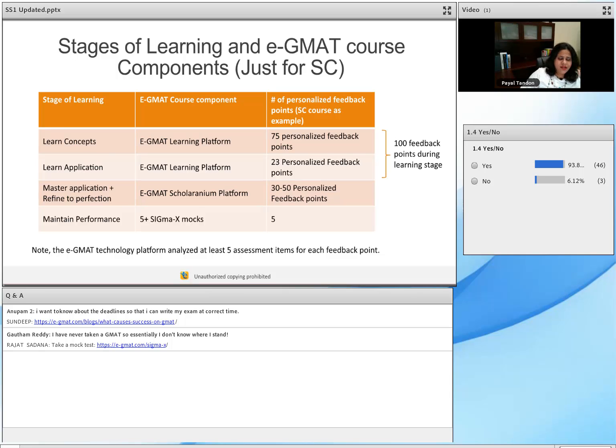So I'm going to come to this slide later on. Actually, let's talk about it. There are 3 stages of learning. The first stage is you learn the concepts, and for that you utilize the e-GMAT learning platform.